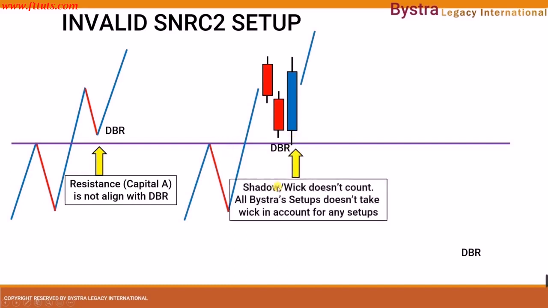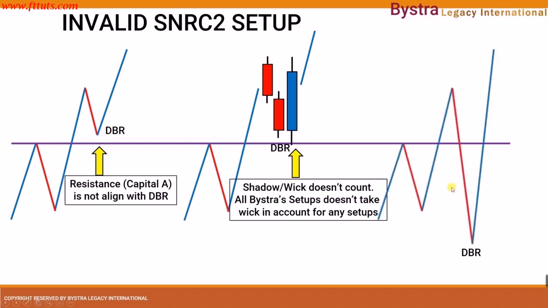Now remember guys, in all the buy straw setups, we do not take shadow or the wick as any setup at all. Okay, never take the wick or the shadow into account for any buy straw setup. Okay guys, so even though the shadow touches here, no, it doesn't count. It must always be the body of the candlestick. In this case, the resistance A is not aligned with the entry point, which is the drop base rally.